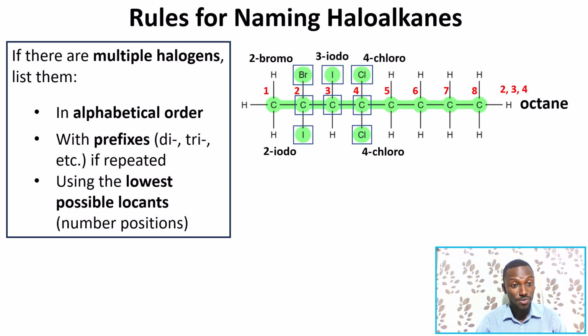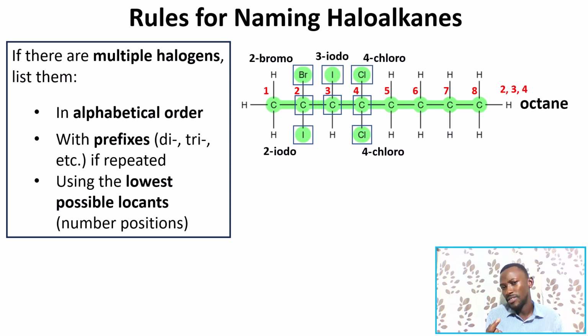But what are the rules? We have to arrange them alphabetically. So to arrange alphabetically, what do we have? B will come before C and then I. So bromo will appear first, then chloro, then iodo. So alphabetical arrangement has been sorted.